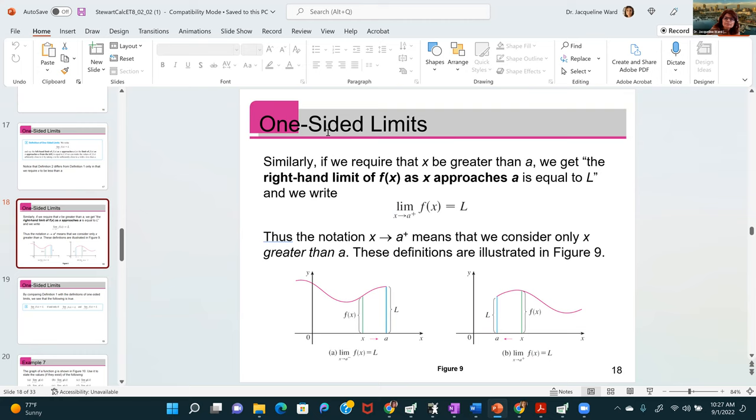So the pink up here is the function. And we're looking at x values that are getting closer and closer to a. And then the y value is getting closer and closer to L. Another way of writing the L there is to say it has a height of L. So that's what that's signifying there. See that height, it's getting closer and closer to that height.